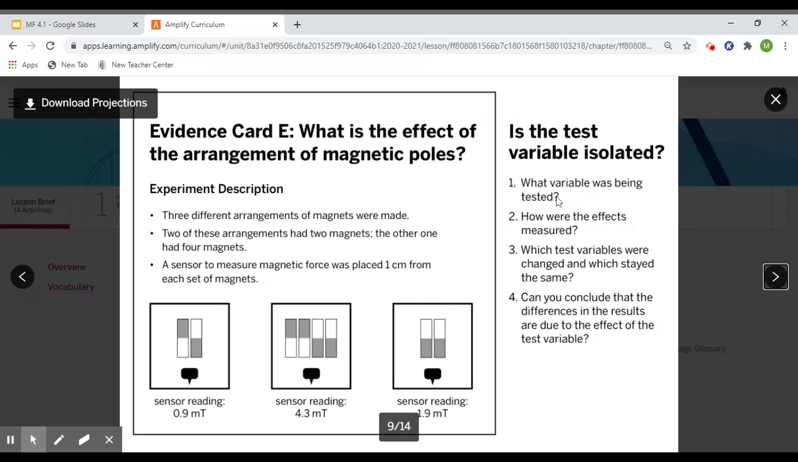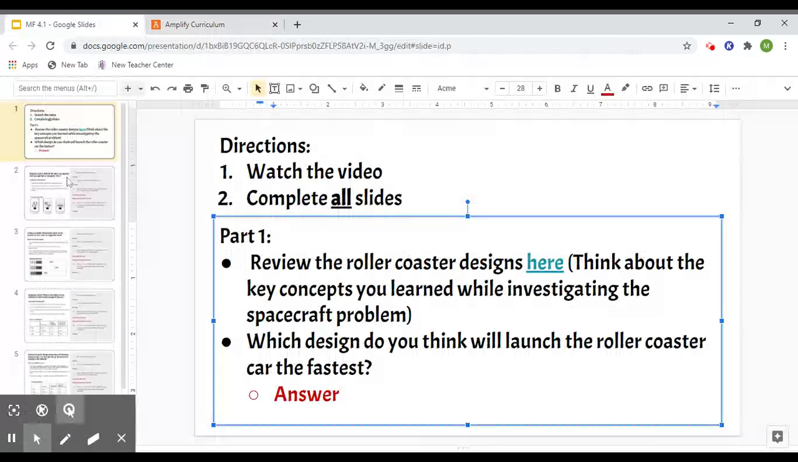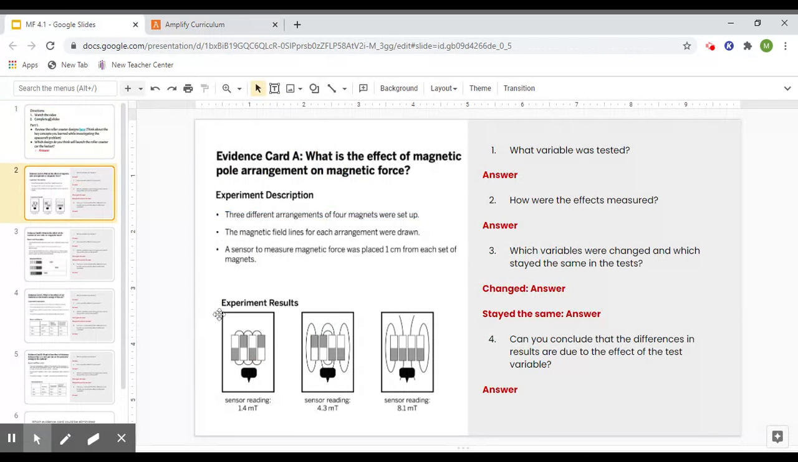So think about these questions. What variable is being tested? How are effects measured? Which test variables were changed and which stayed the same? And can you conclude that the difference in results is due to the effect of the test variables? I can't say for certain that is true here because it could be that this one is just a higher reading because it has more magnets than this one. So you'll go through and do that for each card.